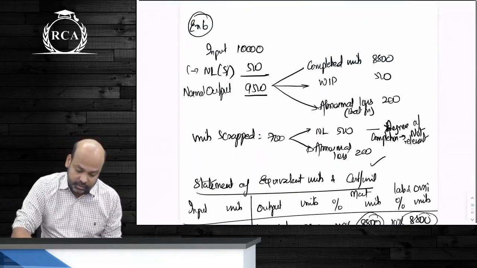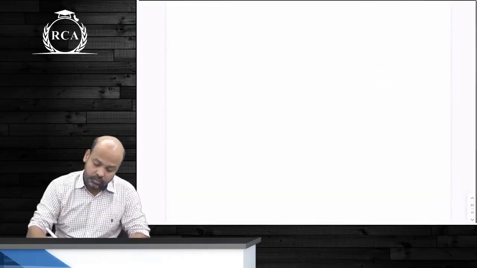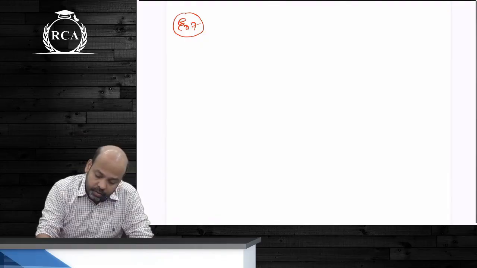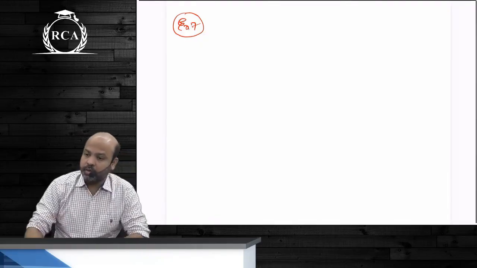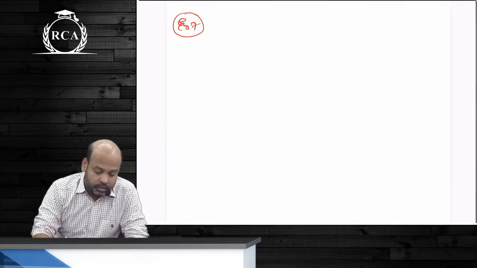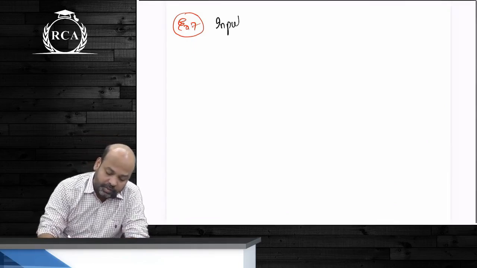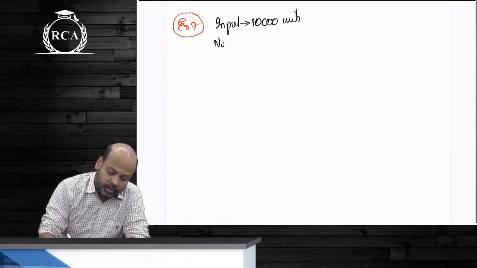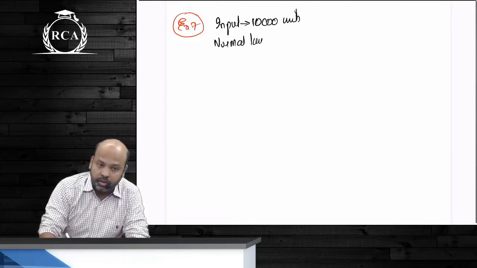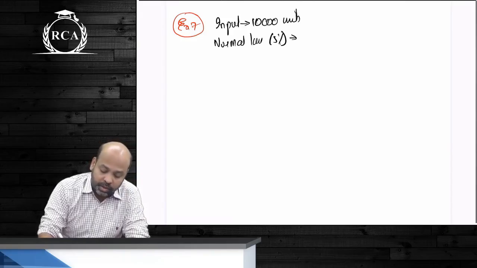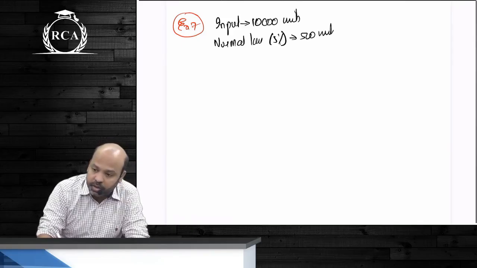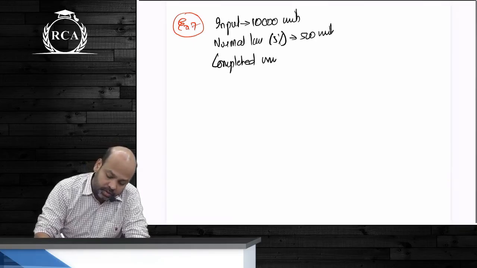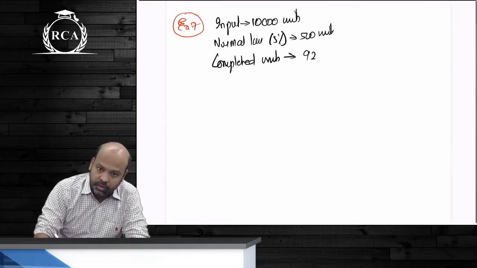Let's start guys. Next example beta, example number 7. How much is our input, beta? Keep writing along. The input is 10,000 units guys, normal loss 5%. Input 10,000 units, normal loss 5% beta. That will be how many units? 500 units. Let's say beta that completed units are 9,200.